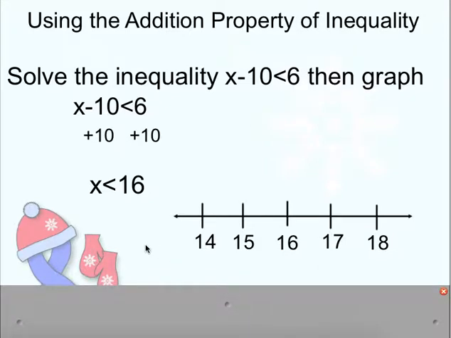And like we've seen in previous lessons, we will graph this by saying if I have a less than symbol, that's going to show itself as an open dot on the number line. Now if I want the numbers less than 16, I'm going to have an arrow pointing to the left. Okay, let's try another one.